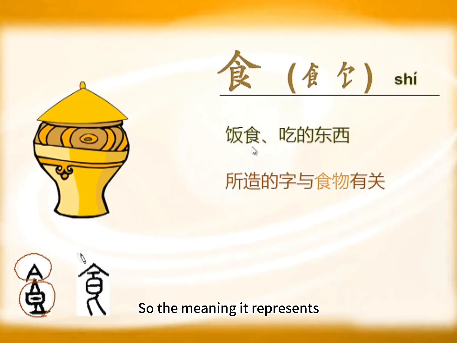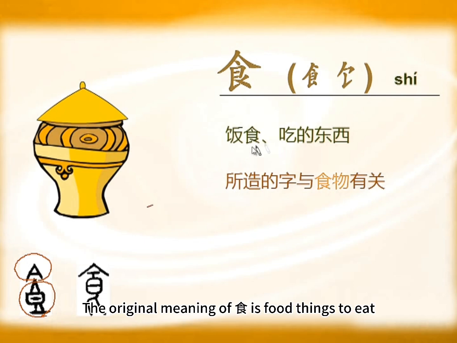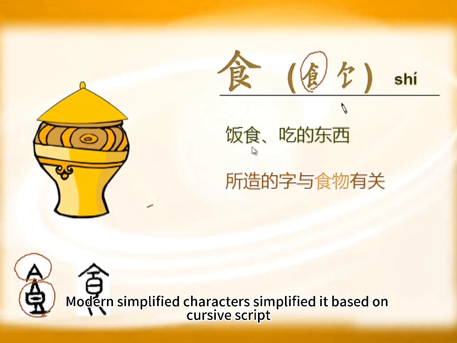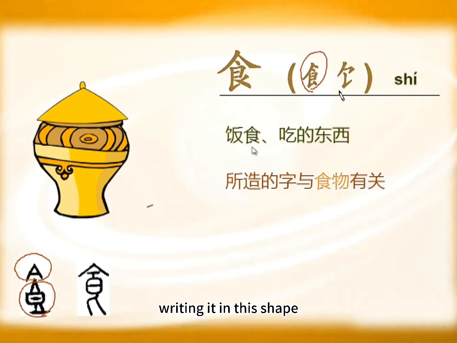So the meaning it represents is actually the same as ji from the previous lesson. The original meaning of shi is food, things to eat. When used as a radical, it was written like this in ancient times. Modern simplified characters simplified it based on cursive script, writing it in this shape.